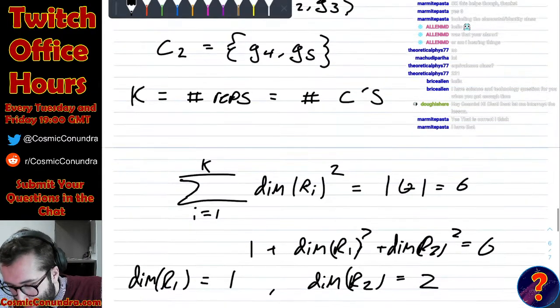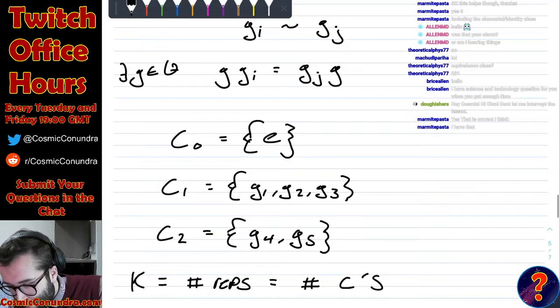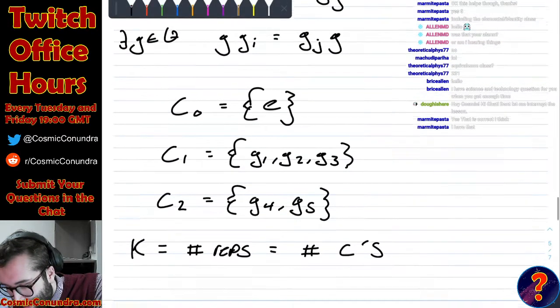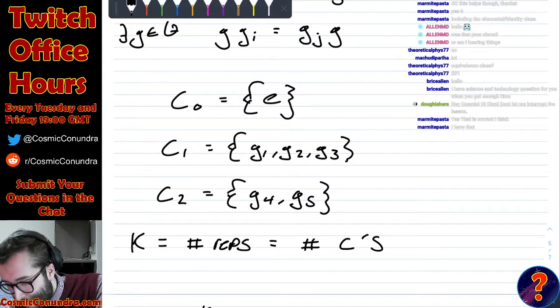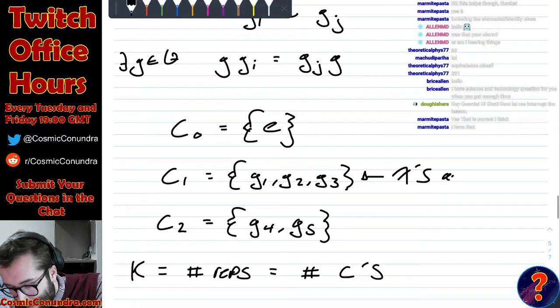And I think a trick we can use to construct this is to say that the characters are the same for every element in a particular class.